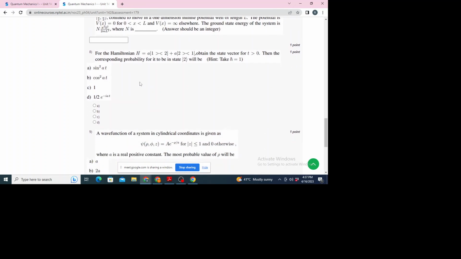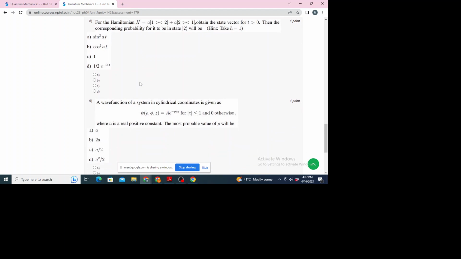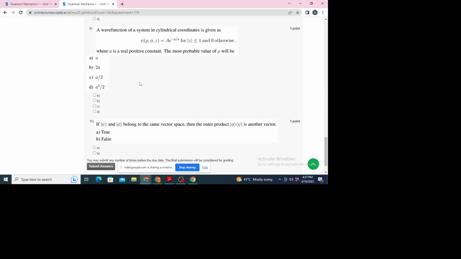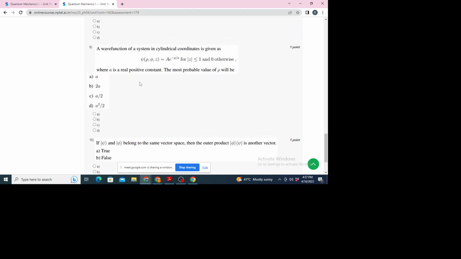Problem 8 is straightforward. I think that is what we have also discussed some time back. Problem 9 is discussed, and 10 is also a common question.